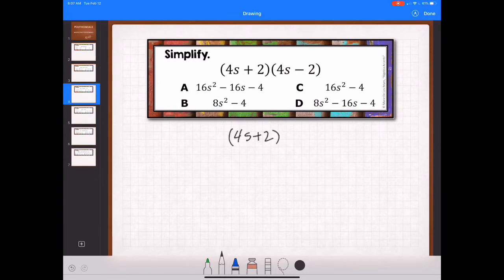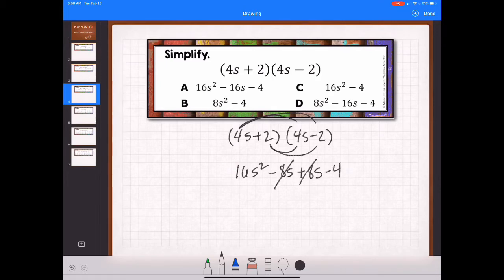4s plus 2 times 4s minus 2. So 4 times 4 is 16. S times s is s squared. 4s times negative 2, that's negative 8 with an s. Then underneath here, 2 times 4 is positive 8 with an s. 2 times negative 2 is negative 4. Notice these two terms in the middle, those cancel each other. So your final answer is 16s squared minus 4.